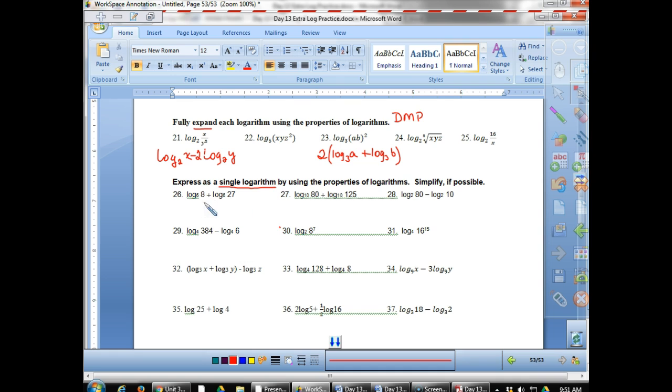Here I'm going to get all the way down to 1 log. So log base 6, and then I want to do 8 times 27. And kind of think about it all in parentheses like this.